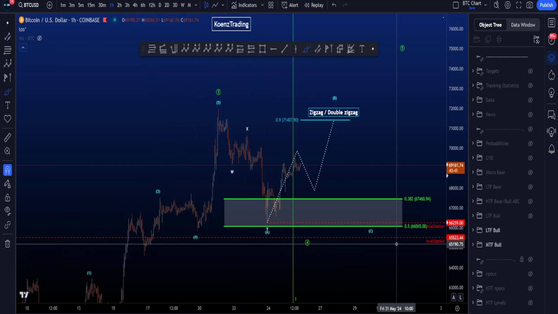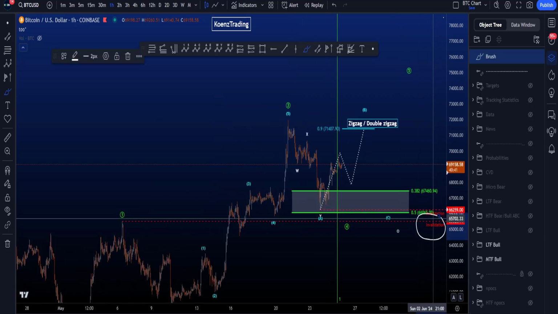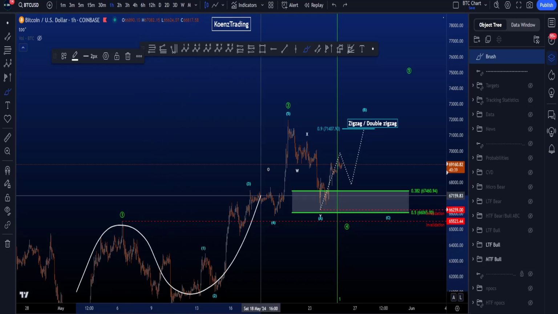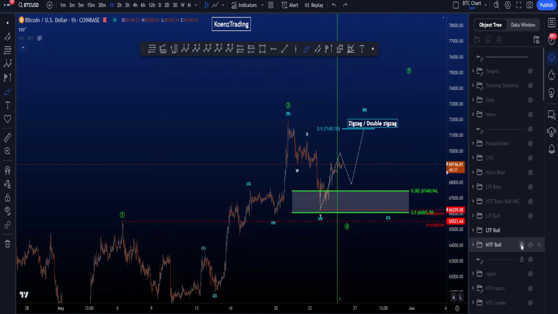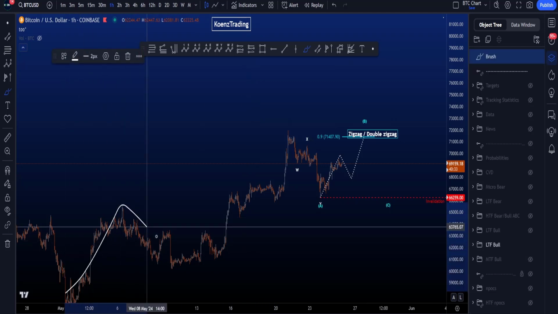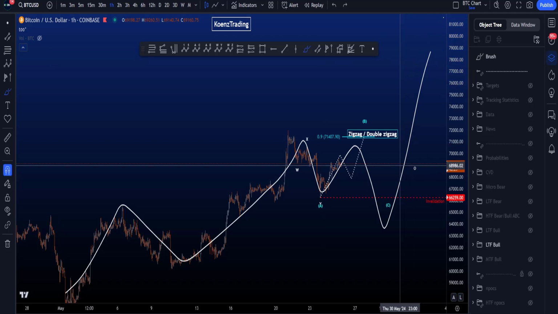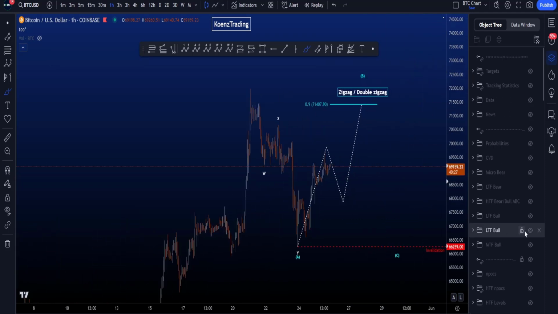Now that does mean that in this scenario you're going to get incredibly close to the invalidation of this impulsive structure 1, 2, 3, 4, 5, which therefore means that the alternative is a double 1, 2, wave 1, 2, 1, 2, and then continuation to the upside in a very big wave 3.